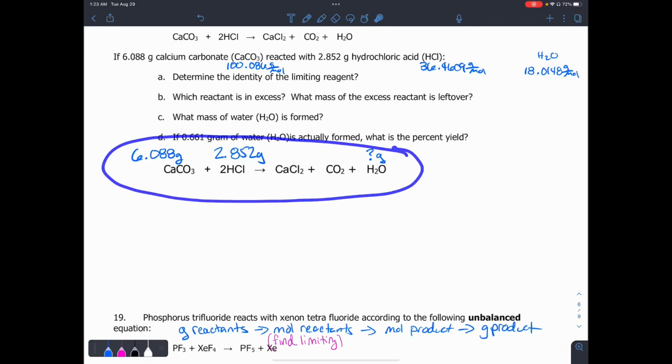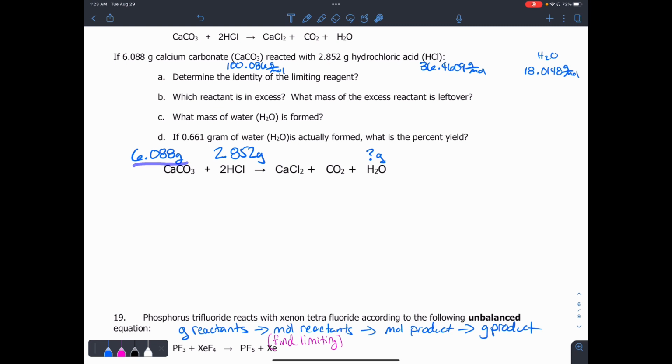Here we have the balanced equation. I've annotated it with the given mass of calcium carbonate and the given mass of hydrochloric acid. Those were given in the problem. I've also annotated it with the thing that we're trying to find primarily, which is how many grams of water are produced. In the process of doing that, we will answer the first two questions.